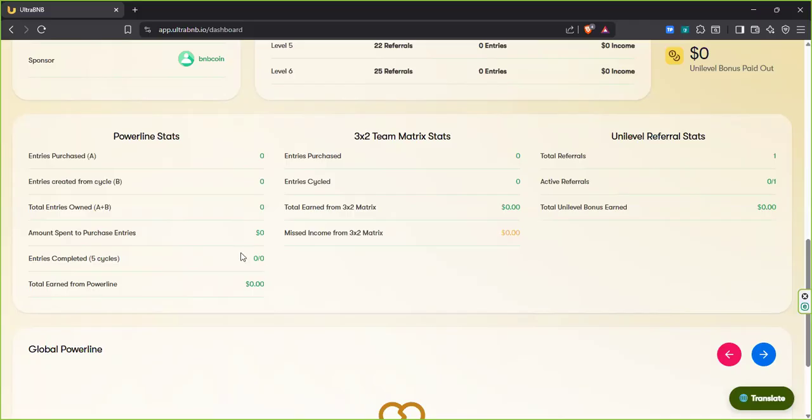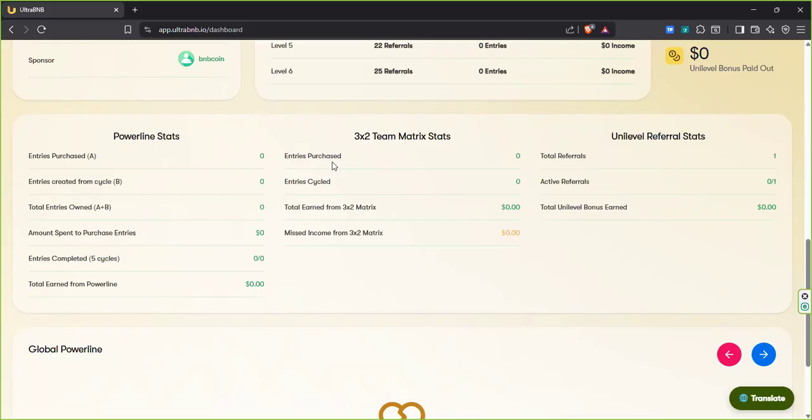And the total earned from the Power Line will also be recorded here as $35. Yes, because for the Power Line, you earn your capital back of $25 and make an additional profit of $10. So that will make a total of $35 recorded here. Now, moving on to the next, which is the 3x2 metric stat.